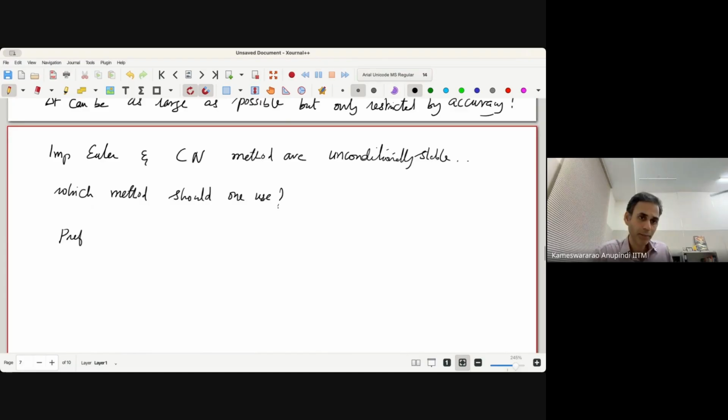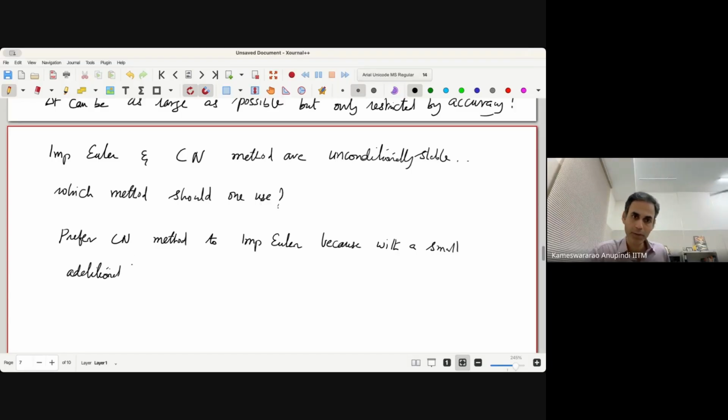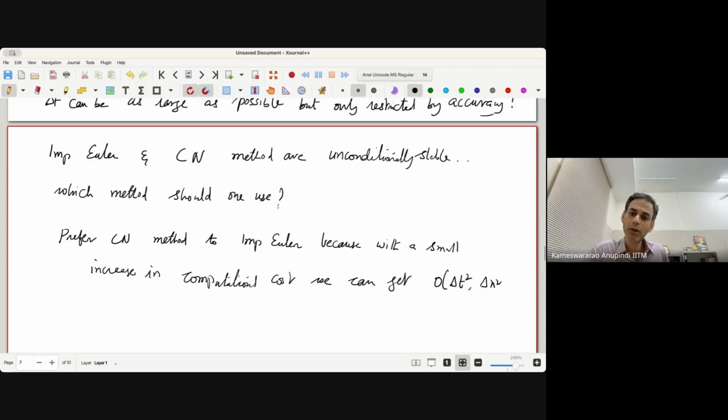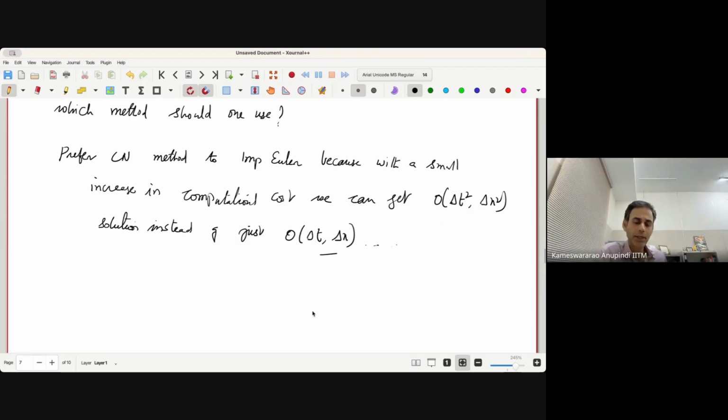So we prefer the Crank-Nicolson method to implicit Euler, because with a small addition in computational cost, we can get an order delta t squared, order delta x squared solution, instead of just order delta t, order delta x in the case of the implicit Euler method. Okay, so that is the entire concept.